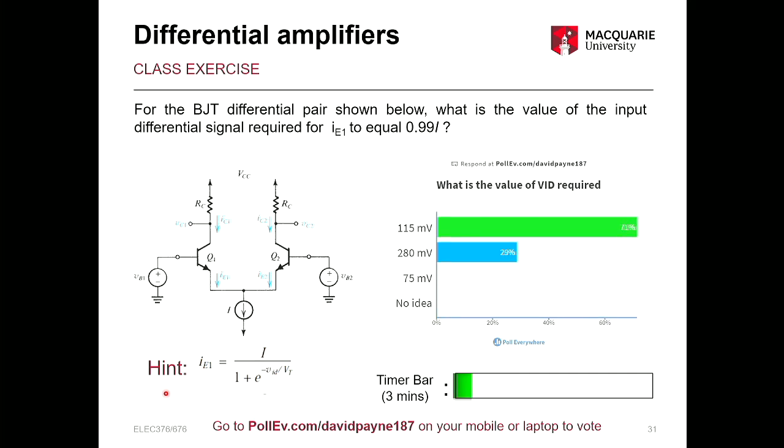Yeah, if you didn't bring a calculator, definitely helps to bring a calculator to these. Won't all be very easy to do by hand, especially when we've got exponentials in there. Okay, so it looks like people narrowed in towards 2 answers, or 1. 115 millivolts is the correct answer. We'll go through that now.